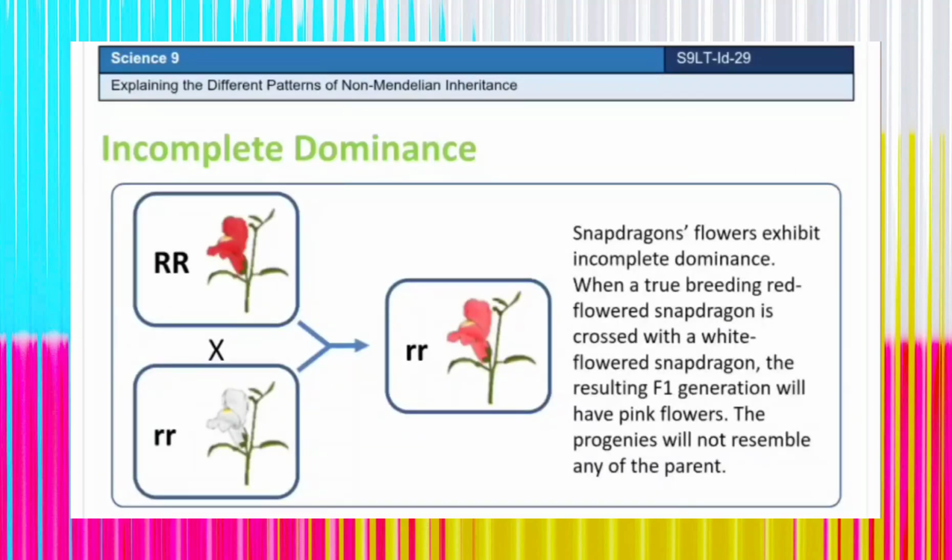Snapdragon flowers exhibit incomplete dominance. When a true breeding red-flowered snapdragon is crossed with a white-flowered snapdragon, the resulting F1 generation will have pink flowers. The progenies will not resemble any of the parents.